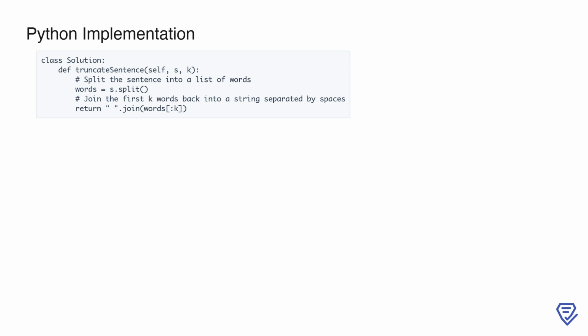5. Joining words. The join method is used to concatenate the selected words back into a string, with a single space as the separator. For example, " ".join([hello, world, this]) results in the string "hello world this". 6. Return statement. The final truncated string is returned as the output. Edge cases. If k is equal to the total number of words in the sentence, the entire sentence is returned. If s is empty, the split operation results in an empty list, and the function returns an empty string.